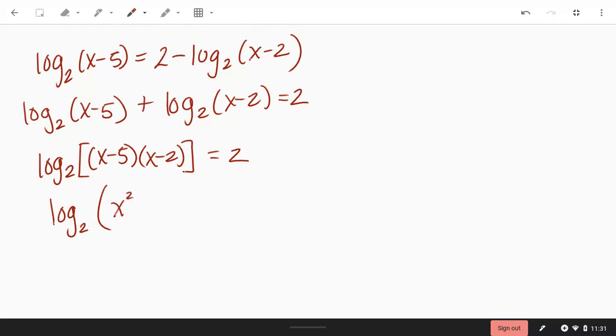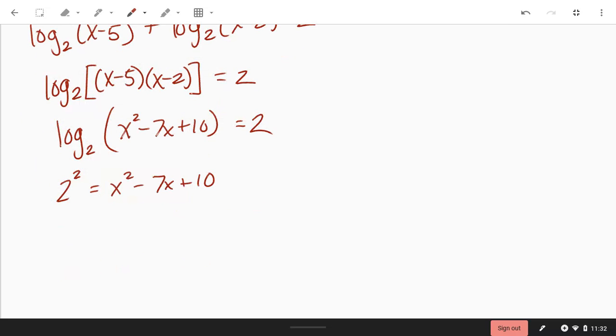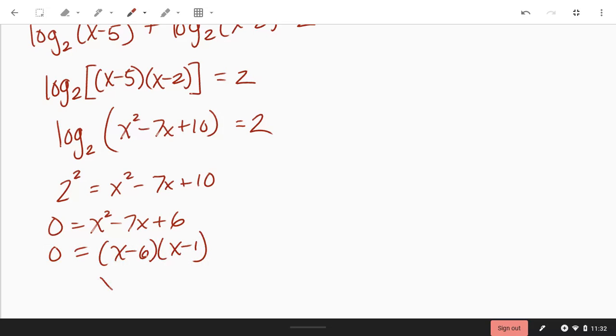And I'll have x squared minus 7x plus 10. Okay, write it in exponential form, so 2 squared would equal x squared minus 7x plus 10. Set it equal to 0, so 2 squared is 4, so I'll subtract 4 from both sides. Okay, and then factor that. And then I'll get x is 6 or x is 1.